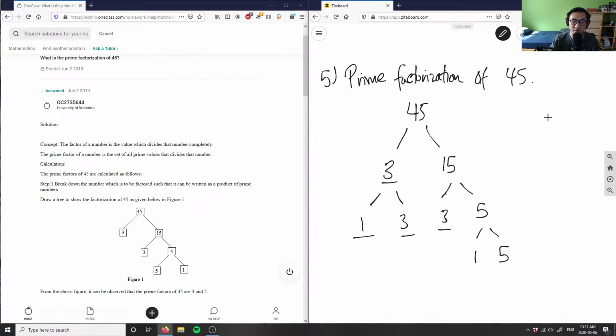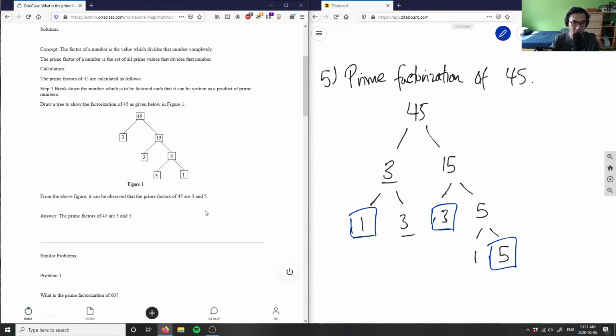So it means the prime factors of 45 are these numbers here, right? I have a 1 here, I have a 3 here, and a 5 here. We don't usually count 1 as a prime factor, so we just simply say that the prime factors of 45 here are 3 and 5. And they got the solution here is correct, right?